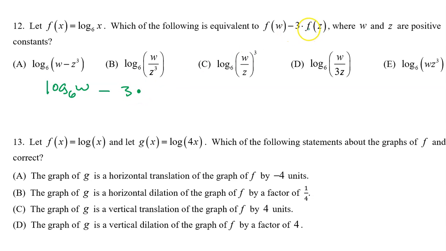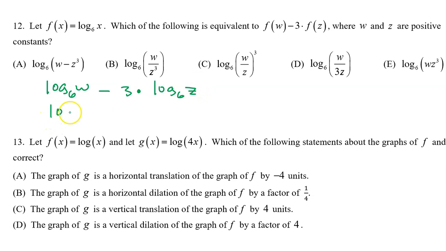Next we have f at z. That means take function f and plug z in. So this part will be log base 6 of z. So we need to rewrite this to match one of the options. All of these are written as a single log, so let's condense. We have learned that when you have something multiplying in the front of a log, you can use the power rule and put that number as the exponent.